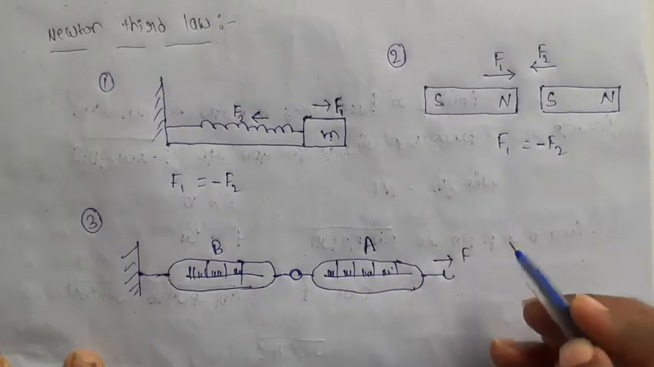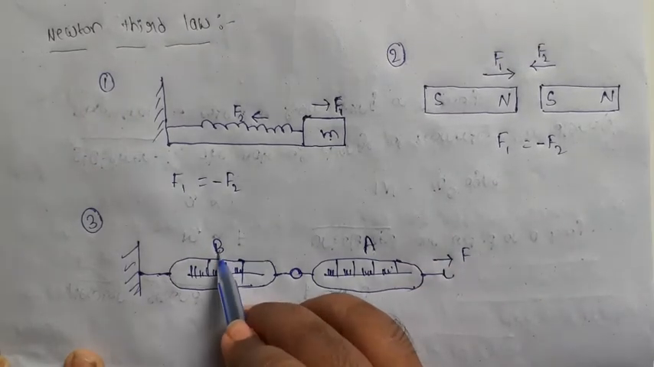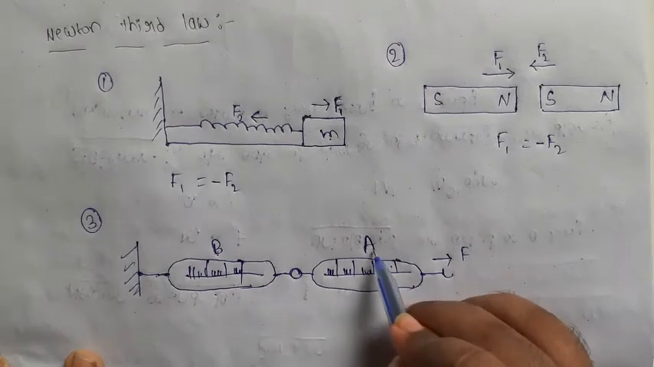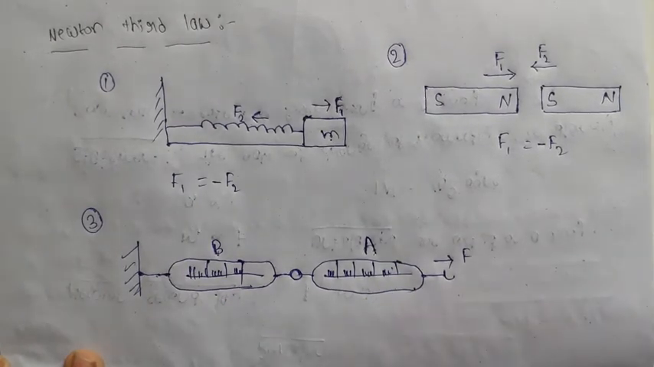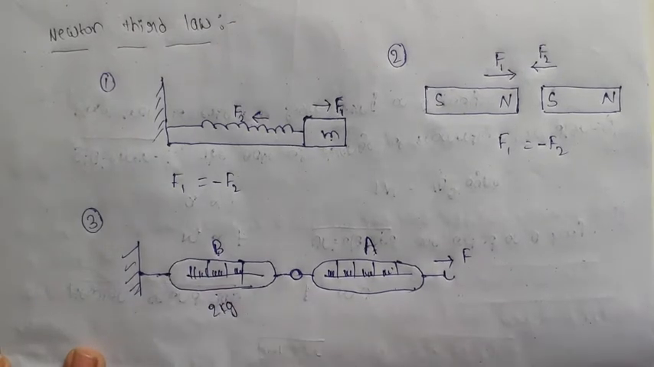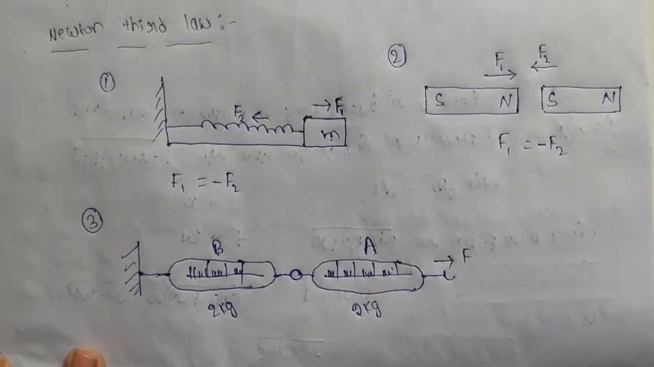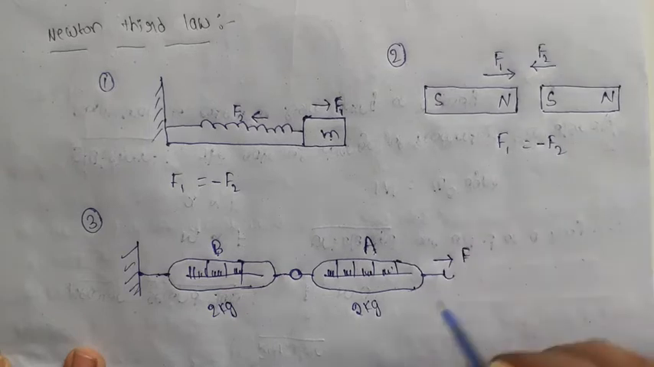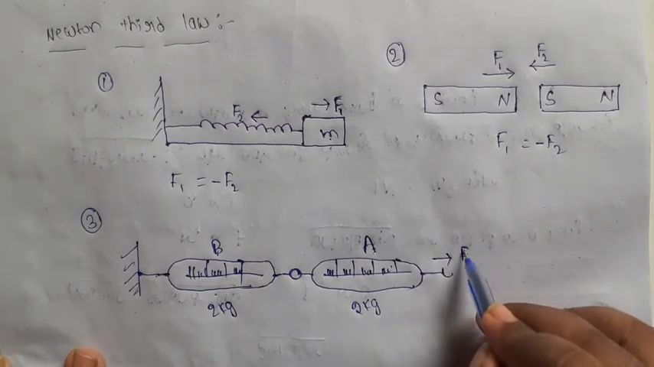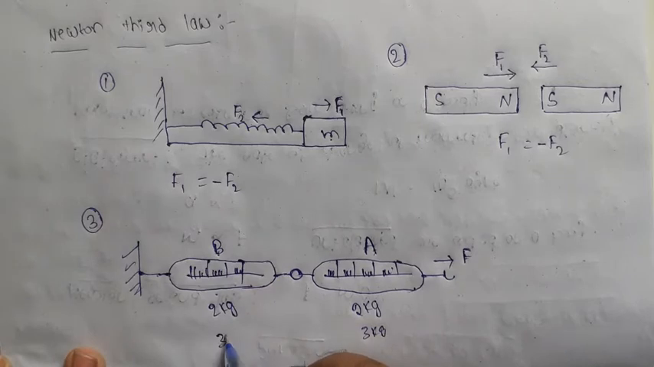I am applying force on spring A. You will notice that the spring B reading and the spring A reading should both be the same. Here it shows 2 kg of mass, here also it shows 2 kg of mass. For example, if you increase the force on spring A, it shows 3 kg. Spring B also shows 3 kg of mass.